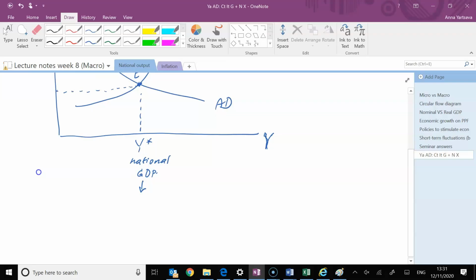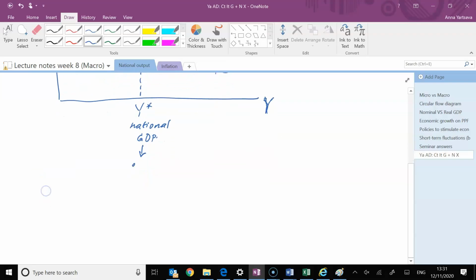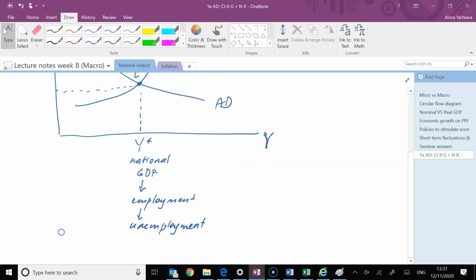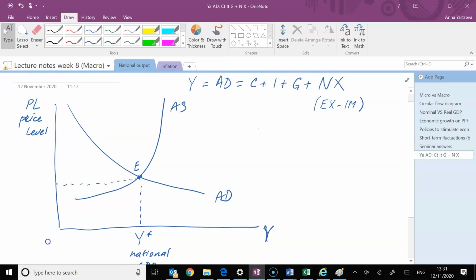And as it determines national GDP production level, it will determine employment level as well, because the number of staff we need to produce a certain output depends on the output we want to produce. The higher the national GDP, the higher the total production, the more staff we will need, the higher employment level will be. And this also determines unemployment level, because the more staff we employ, the lower the unemployment rate we will have. And apart from this, equilibrium, which depends on the location of the aggregate demand curve, will also determine price level in the country, the equilibrium price level, in other words, inflation rate.